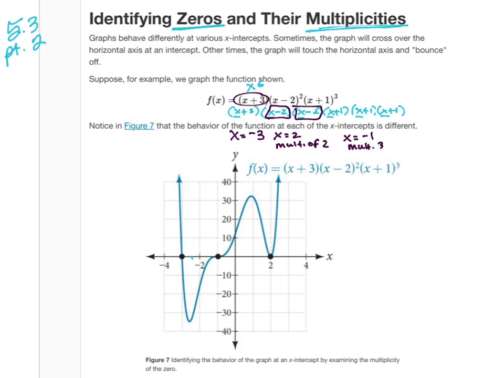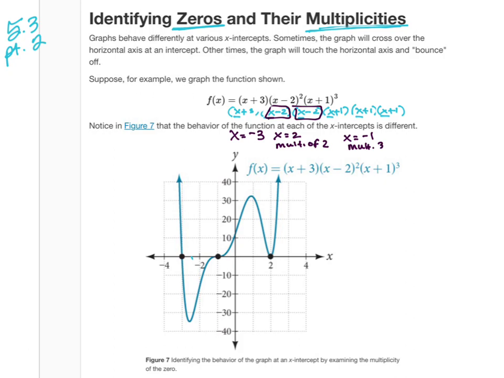Multiplicity of 3. That means it bounces 3 times? It doesn't bounce 3 times. We're going to look at what that looks like in just a second. But what I need you to see here is x equals negative 3 has a multiplicity of 1 because it's only occurring in the original function up here 1 time. X minus 2 occurs twice, so a multiplicity of 2. X plus 1 occurs 3 times, so that zero has a multiplicity of 3. It doesn't change the fact that our x-intercepts are at negative 3 and 2 and negative 1. But it changes how those zeros occur on the graph.